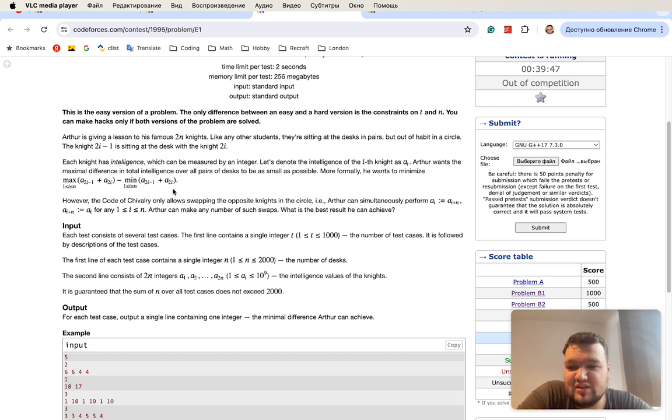However, the code of chivalry only allows swapping the opposite knights in the circle, so Arthur can perform a swap of knights at the opposite ends. What is the best result he can achieve?